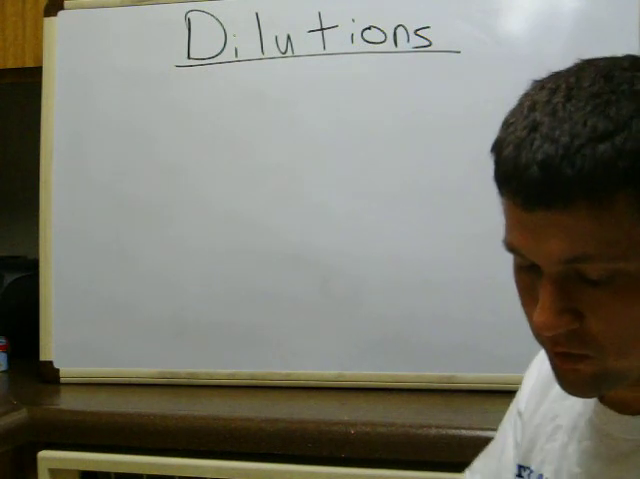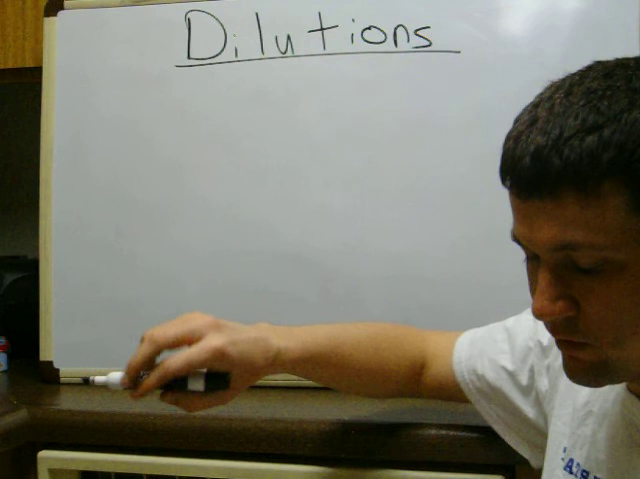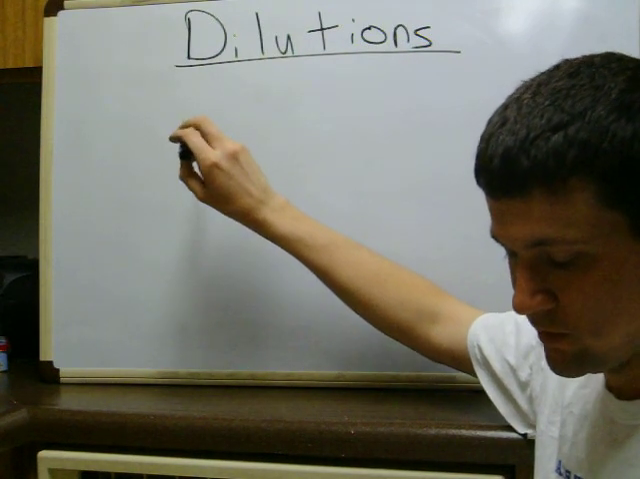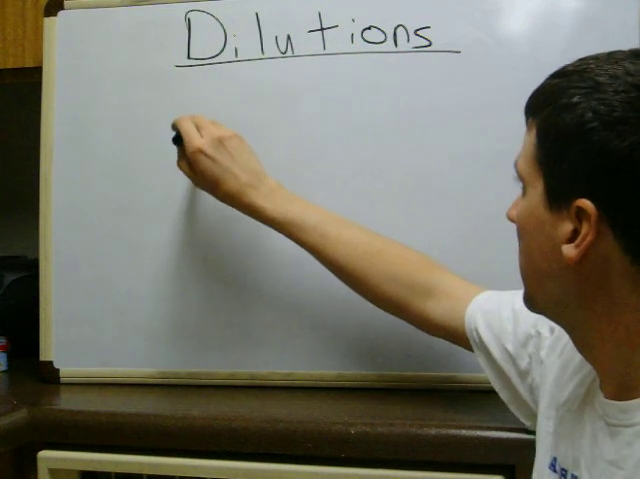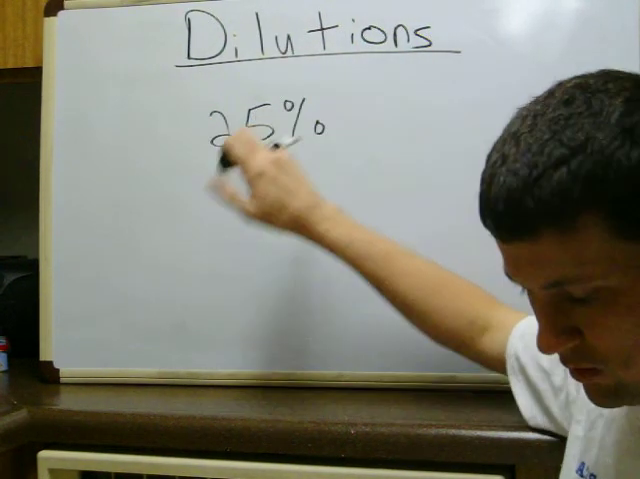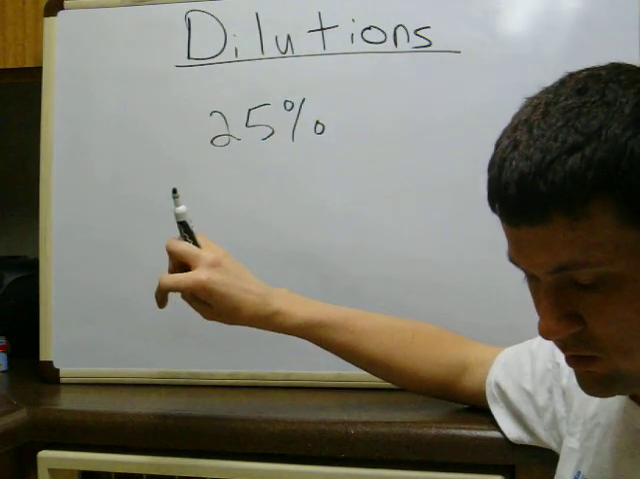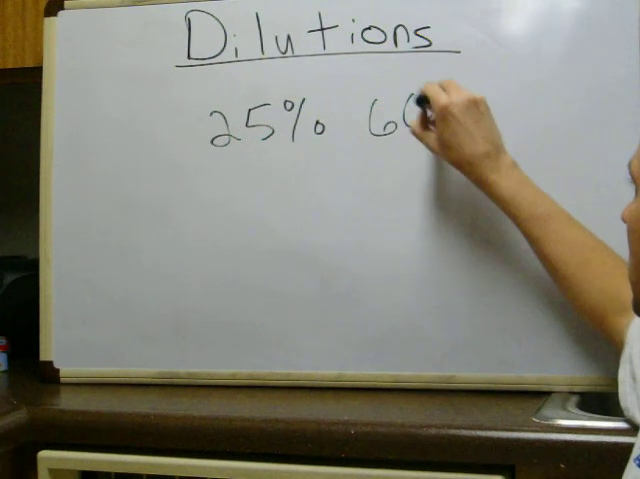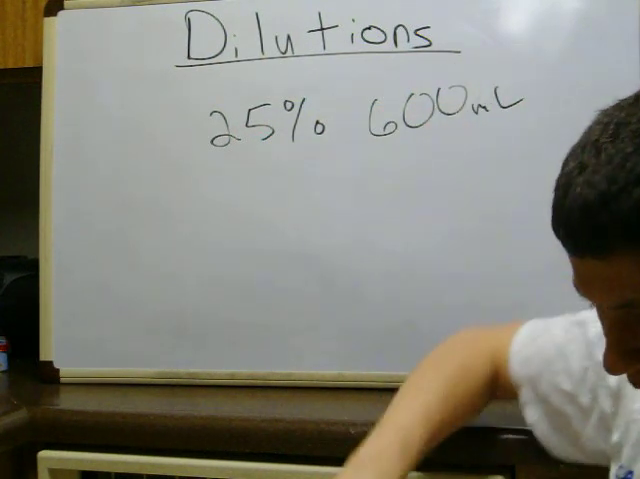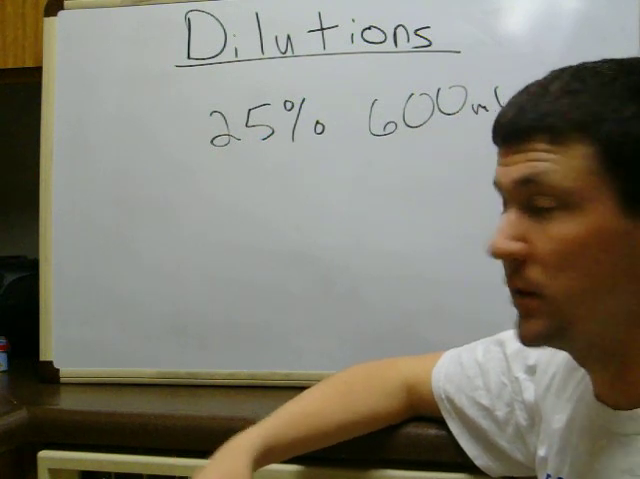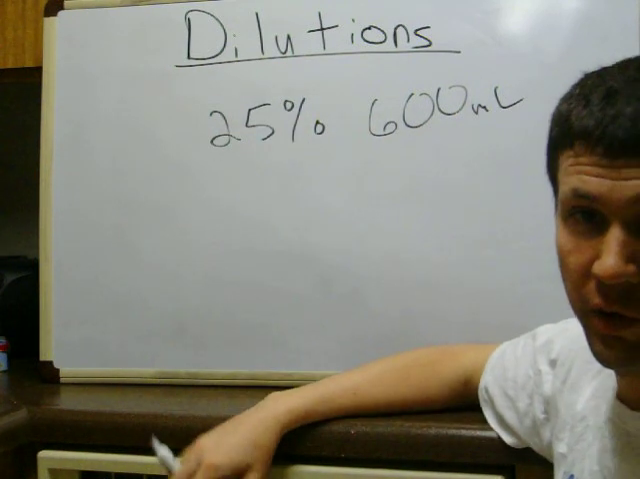This comes from number 2, and so if we have a solution, we have a 25% solution, and we have 600 milliliters of it. And we want to know what is the new concentration if we add 200 milliliters. So we'll worry about that later.